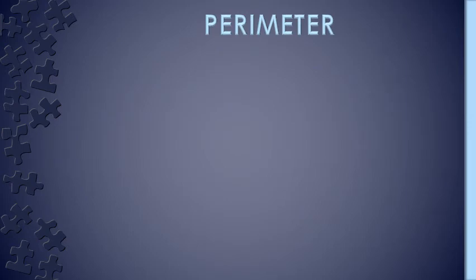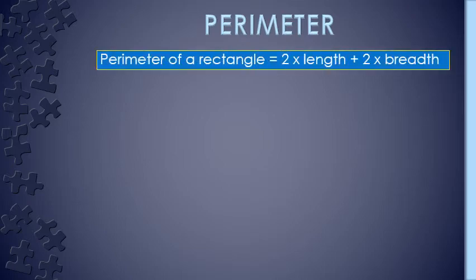Now children, let's come to the next very important figure, that is a rectangle. So how do we find out the perimeter of a rectangle? Well, the perimeter of a rectangle is equal to 2 multiplied by length plus 2 multiplied by breadth, where length and breadth are the length and breadth of the rectangle. Okay, so this is the formula for finding out the perimeter of a rectangle.